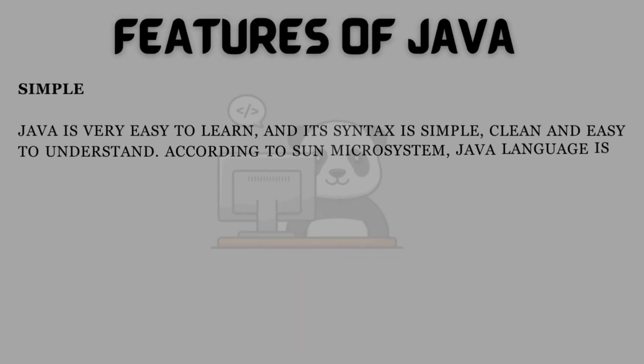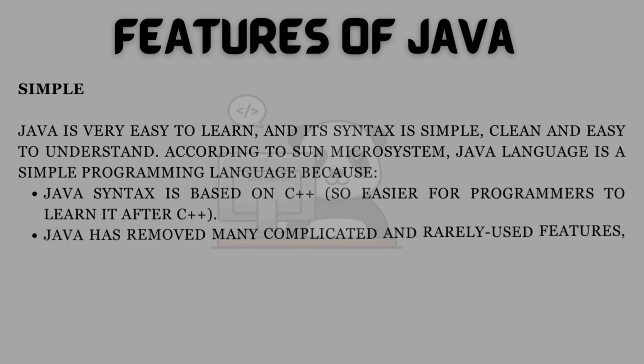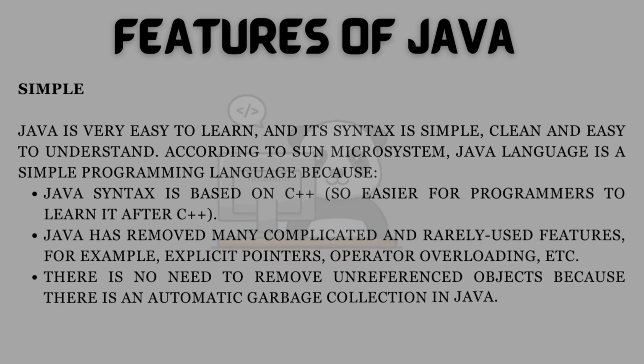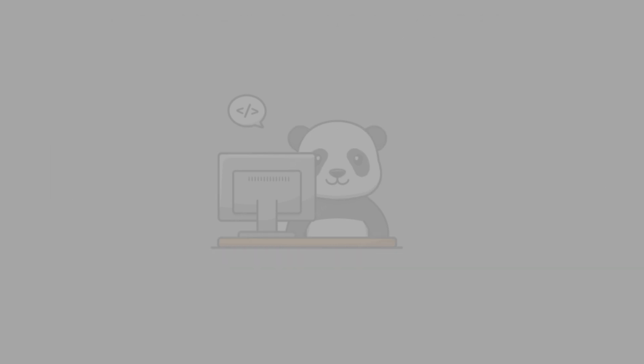Simple. Java is very easy to learn, and its syntax is simple, clean and easy to understand. According to Sun Microsystems, Java is a simple programming language because Java's syntax is based on C++, so it is easier for programmers to learn it after C++. Java has removed many complicated and rarely used features, for example, explicit pointers, operator overloading, etc. There is no need to remove unreferenced objects because there is automatic garbage collection in Java.